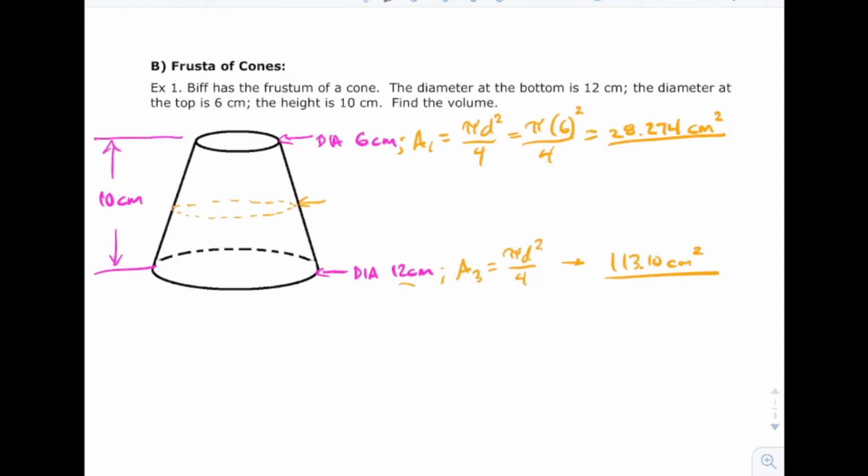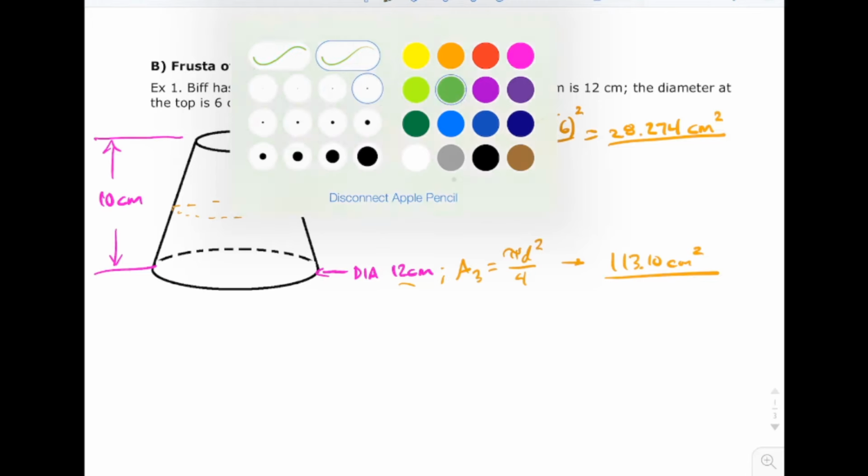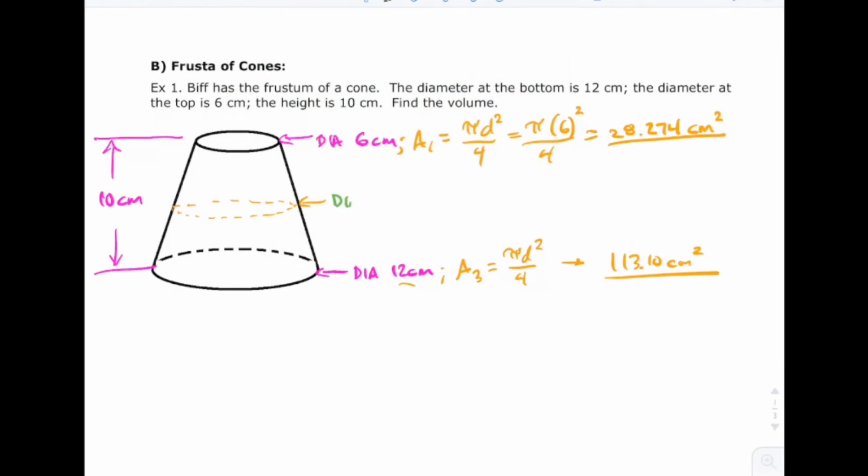I need to know its diameter so that I can find its area, right? Well, what is the diameter of this thing? What's your best guess? Did you say 9? If you said 9, that was right. How did I get 9?